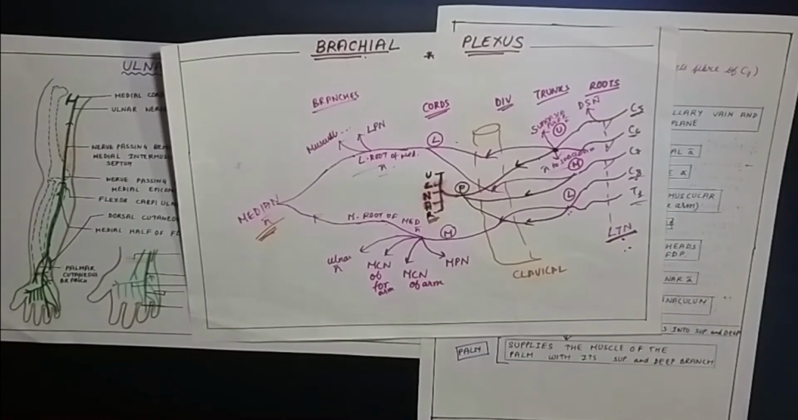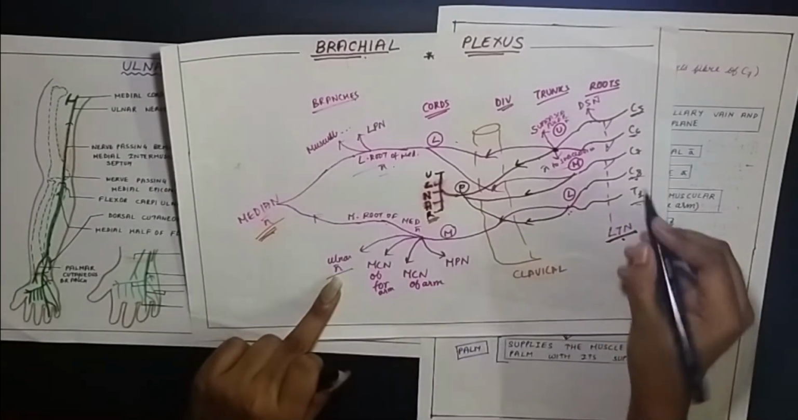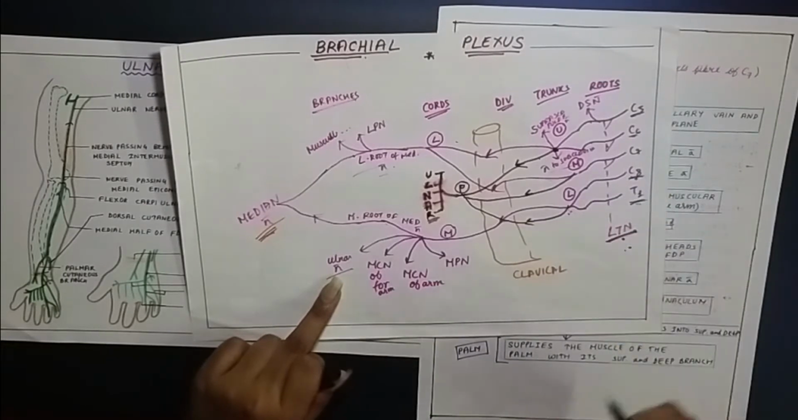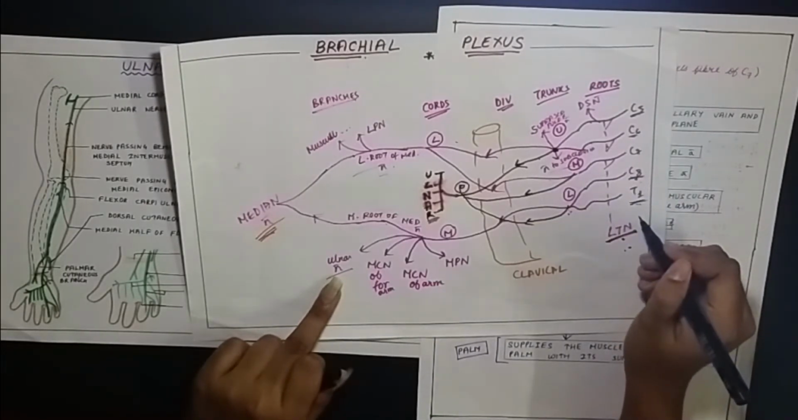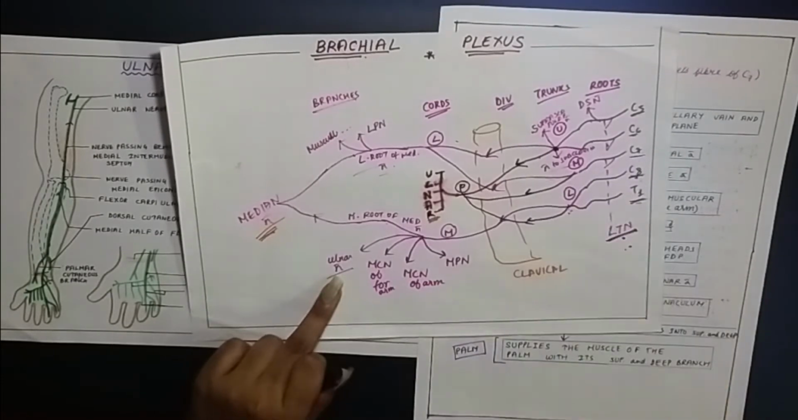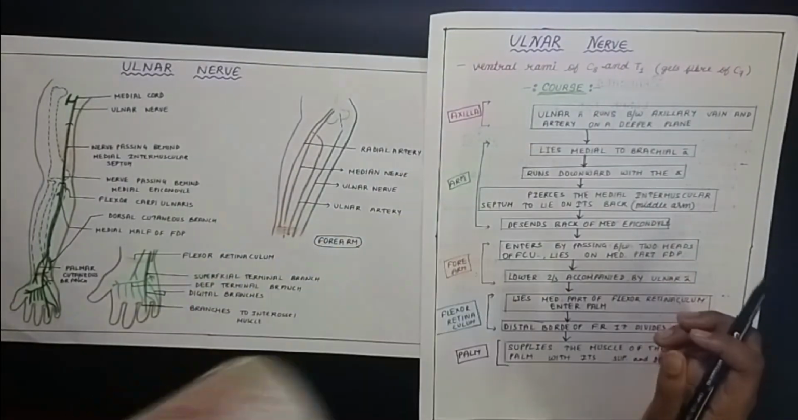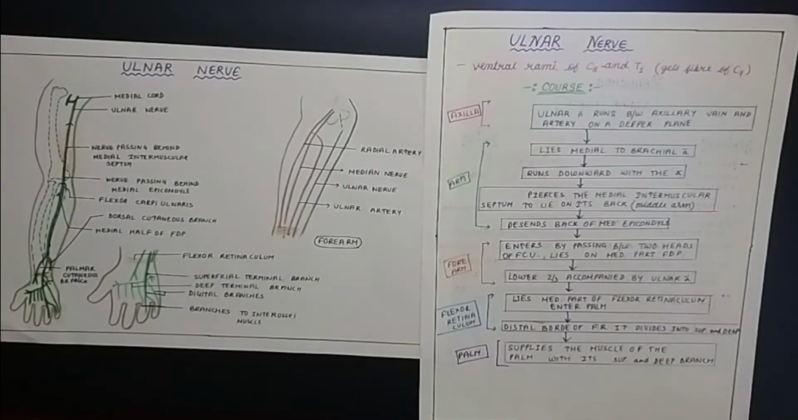So you see here, I have shown you this is the ulnar nerve. The ulnar nerve is formed by the C8 and T1 roots, and sometimes it receives fibers from C7 also. So its nerve root is C8, T1 and sometimes C7 also. Okay, now let's move into the course.